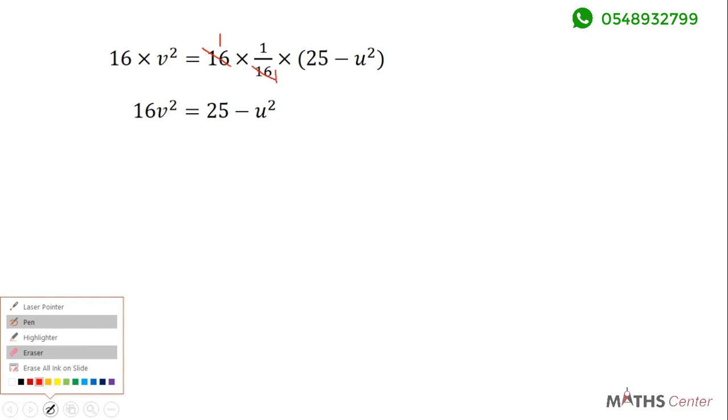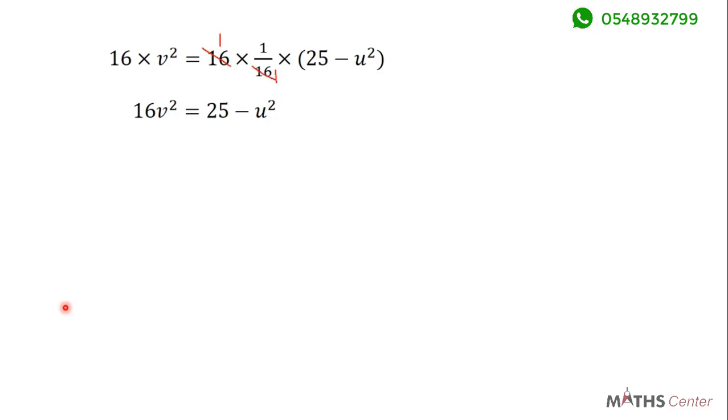Remember once again that we want to make u the subject of the equation. So what do we do? We make sure that the terms containing u are on one side of the equation, then all the other terms are on the other side. Look at something here: the term containing u is negative. I want the term containing u to be positive. So I will send this u to the left hand side, then I will bring 16v squared over to the right hand side.